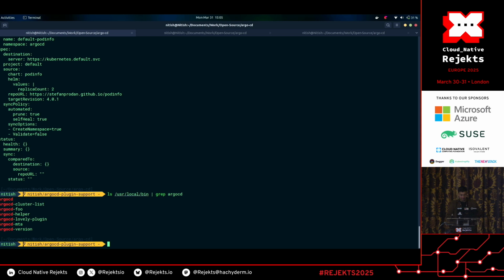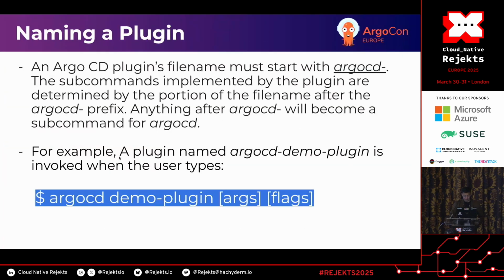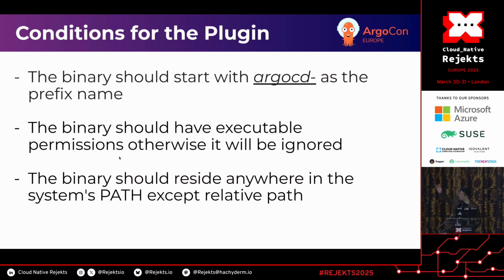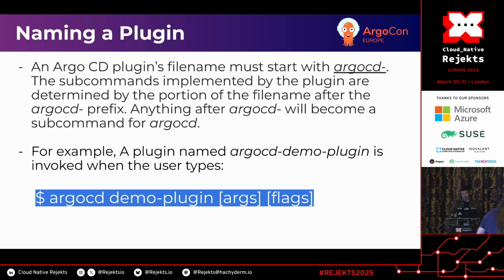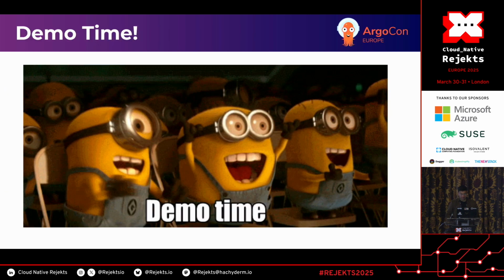Just concluding here, again, very simple. If I come back to the slides, these are the only three conditions. The binary should start with argocd hyphen. It should have executable permissions and should always reside in absolute paths. And if you have any plugins, some sort of argocd-something, that something is going to become your normal subcommand, and then you can pass your flags, whatever you want. So yeah, that's it.